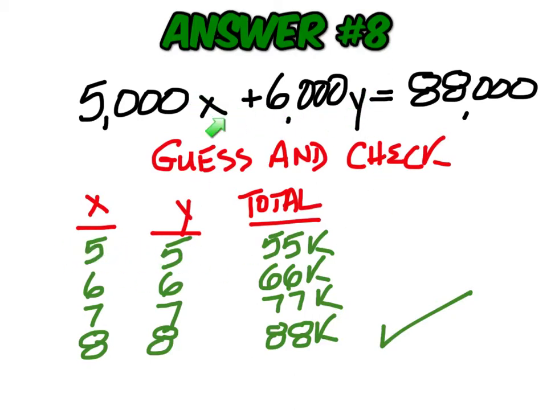If you use 5 in both of these, that would give you 25,000 plus 30,000, which is 55,000. It doesn't work out. So if you keep checking, once you get to 8, you'll figure out it's 40,000 and 48,000, which is 88,000. So 8 would be the answer for each of those trucks.